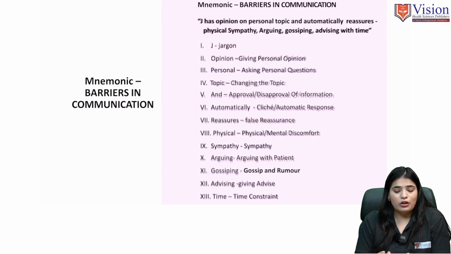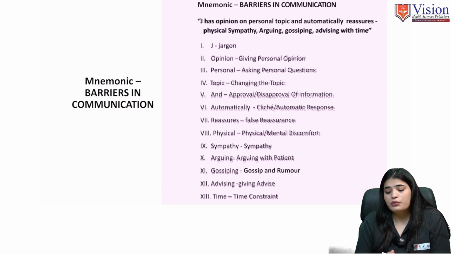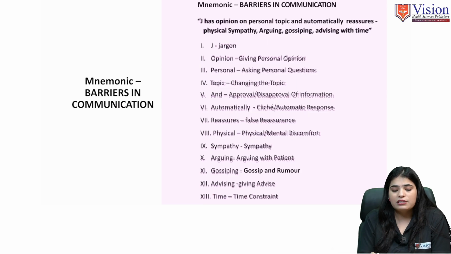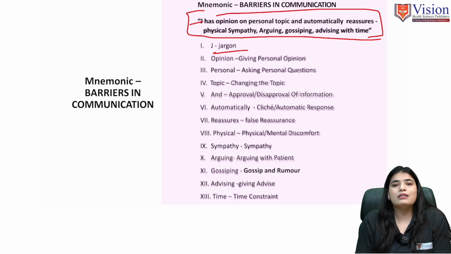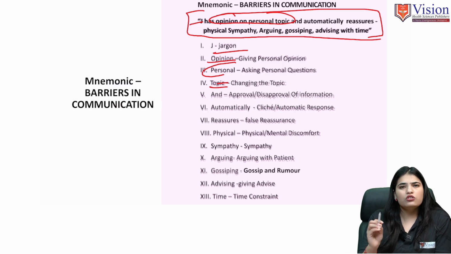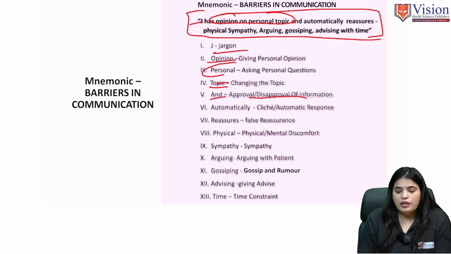So what is the mnemonic for the barriers in communication? It is: J has an opinion on personal topic and automatically reassures, physical sympathy, arguing, gossiping, and advising with time. It is a jargon. You can use this sentence as a mnemonic to remember the barriers of communication. J means jargon, the medical terms and technologies. We do not have to use them. O means opinion, giving personal opinion on a topic. Personal, asking personal questions. Topic, changing the topic very frequently. And approval and disapproval of information. Next is automaticity.